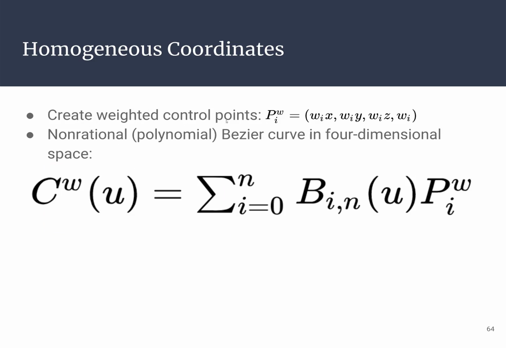Essentially, we create weighted control points for p sub i to the w equals w sub i x, w sub i y, w sub i z, and w sub i. We have a non-rational or polynomial Bezier curve in four-dimensional space. Here we have that representation, where we take the summation of the Bernstein polynomial multiplied by these control points represented here.